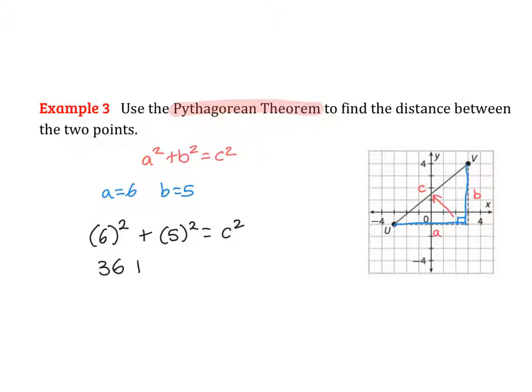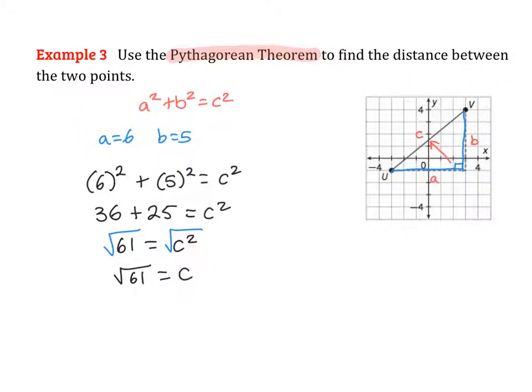6 times 6 is 36. 5 times 5 is 25 equals C squared. And then I'm going to combine like terms here. So I have 61 equals C squared. And hopefully remember the inverse of squaring is square root. So I can take the square root of both sides and I get square root of 61 equals C. So that is going to be the distance between those 2 points.